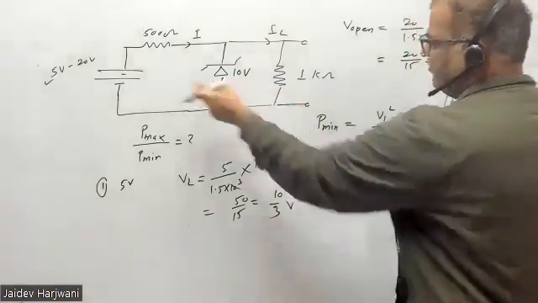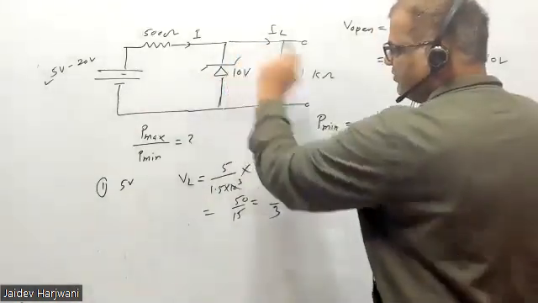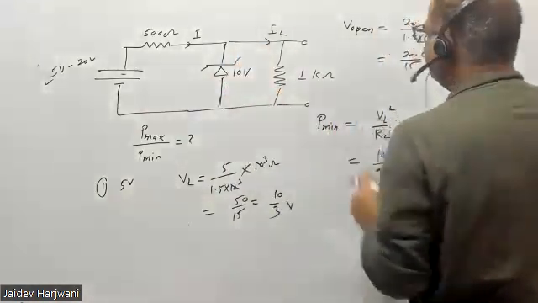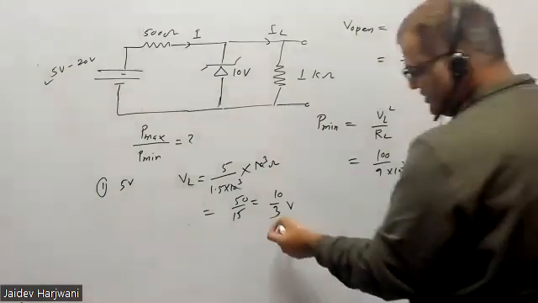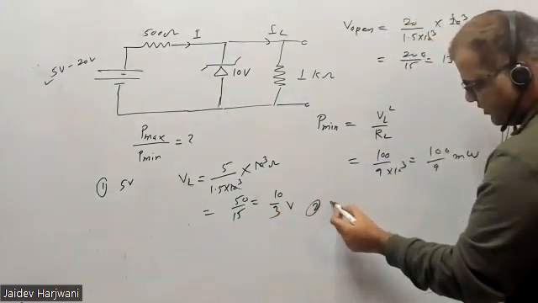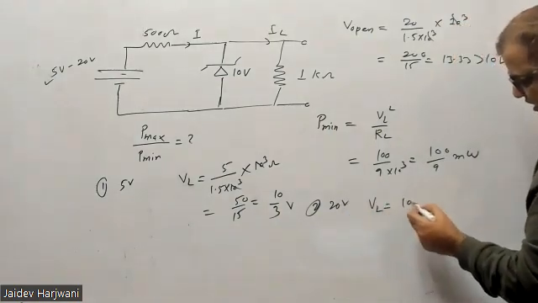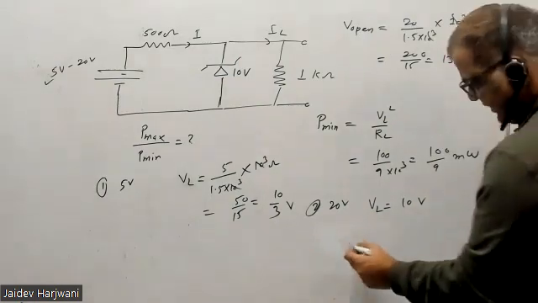So whenever the open circuit voltage is greater than 10 volts, this diode will become on. So now the voltage VL is 10 volts. Okay, so here VL was this one. Now VL for the next case: if you're using a 20 volt battery, in that case your VL will be what? 10 volts.